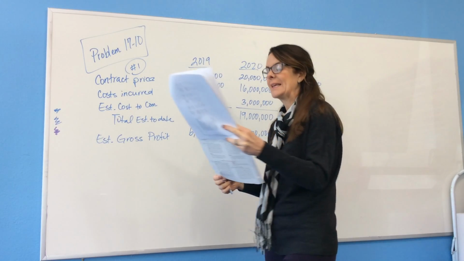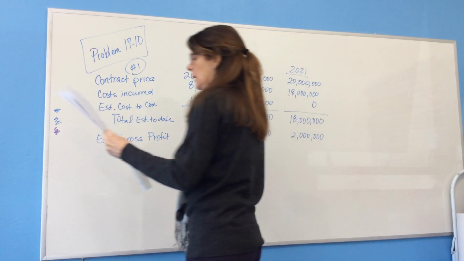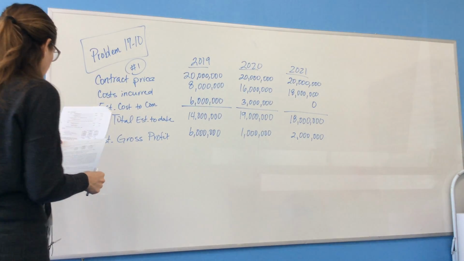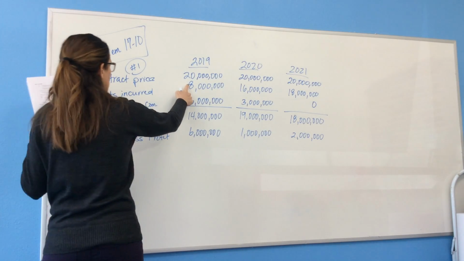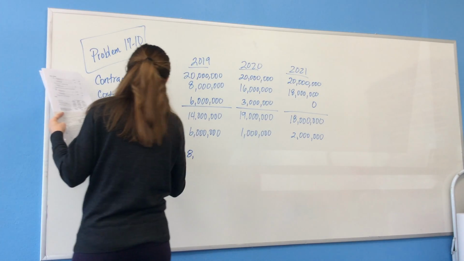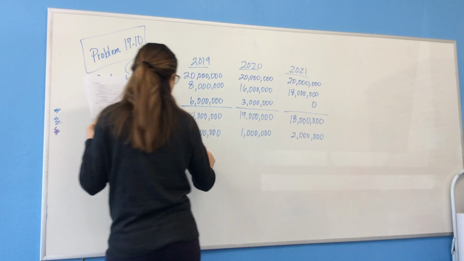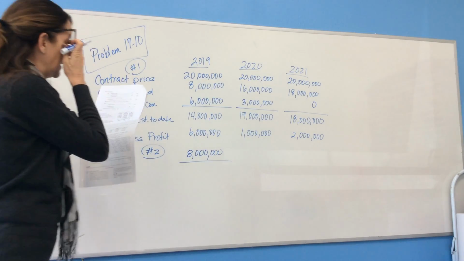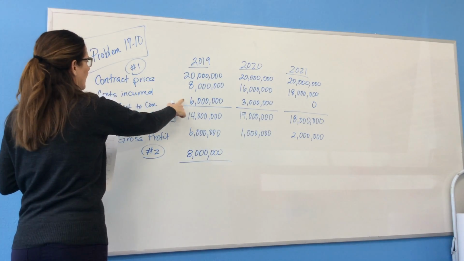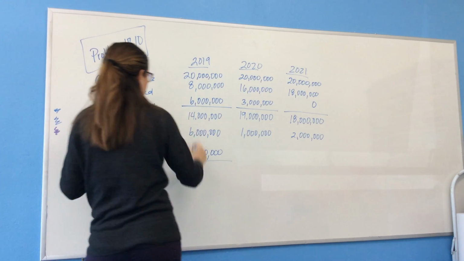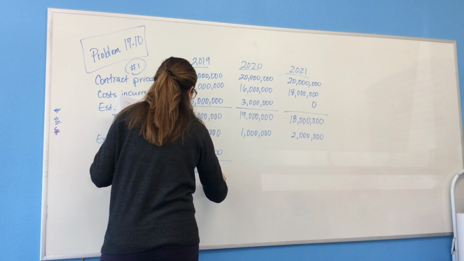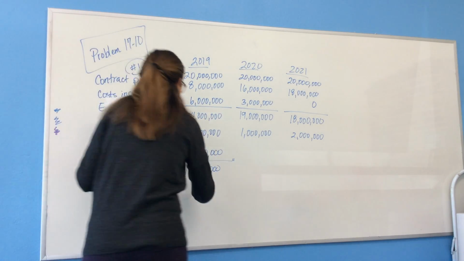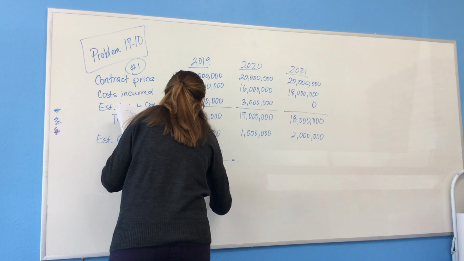Calculate the percentage of completion for 2019, 2020, and 2021. So what we do here is we take the costs incurred to date. So this $8 million here is going to be for number 2. I'm going to take the $8 million and divide it by both the cost incurred already and the cost to complete. So these two together, that's going to be $14 million. Okay, so I take that division, and I get 57.1%.